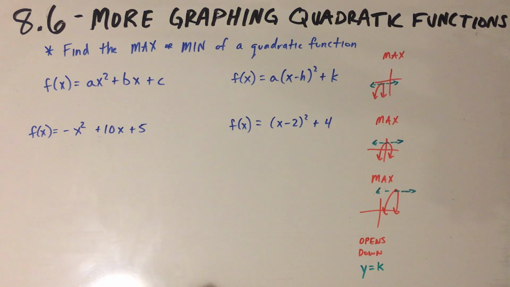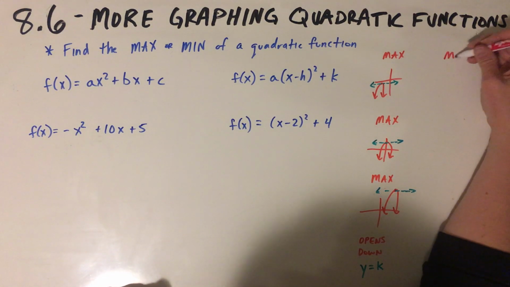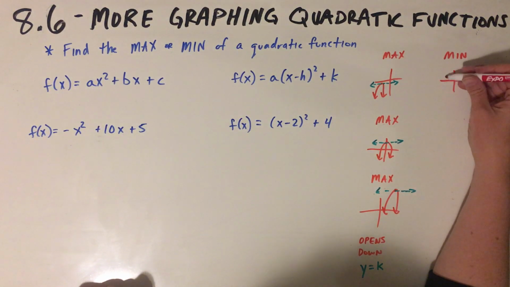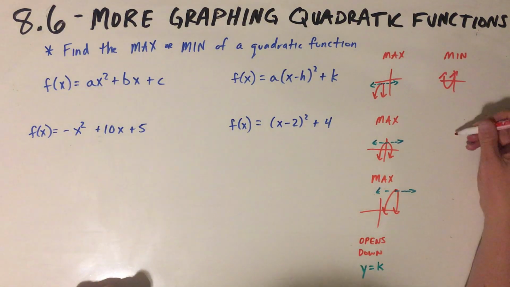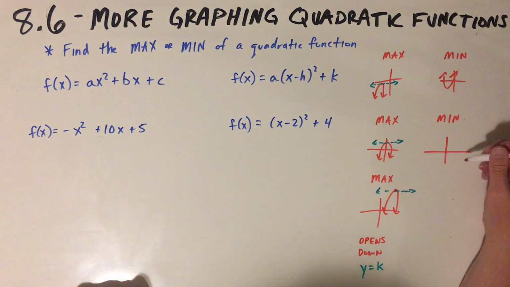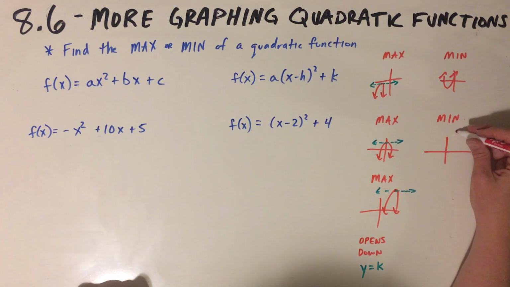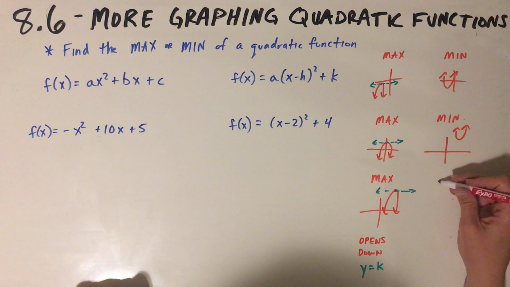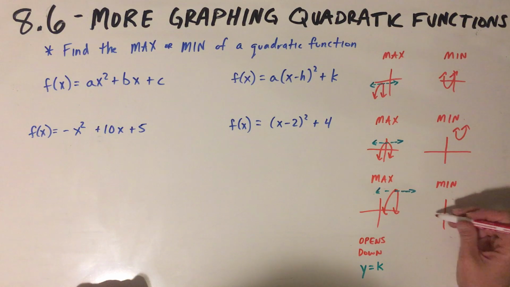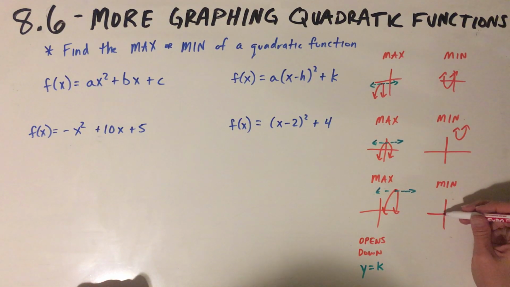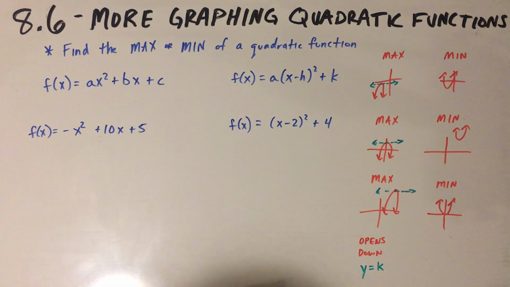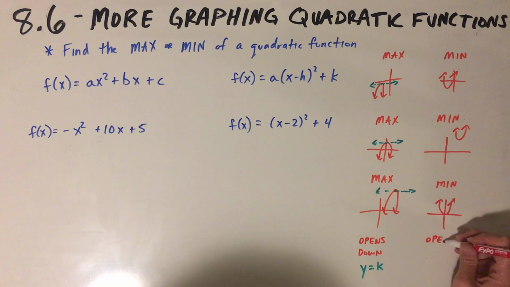All right, when will we have a min? Well, we will have a minimum point if we're looking at a parabola and it opens upward. If it opens upward, how else could this look? We could also have a min that looks like this. We could have a min that looks like this. And how do we know it's going to have a min? Well, we know it's going to have a min because it opens upward.